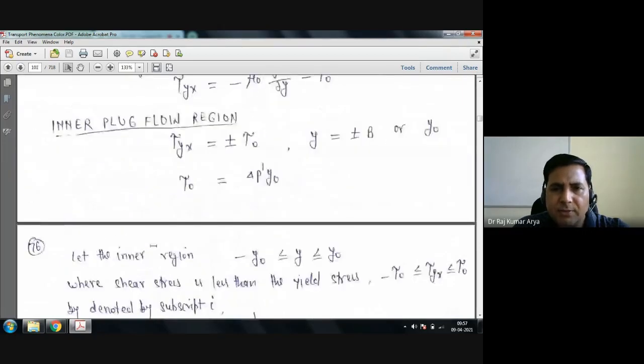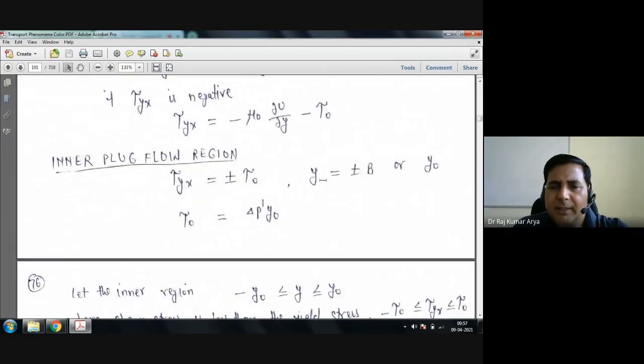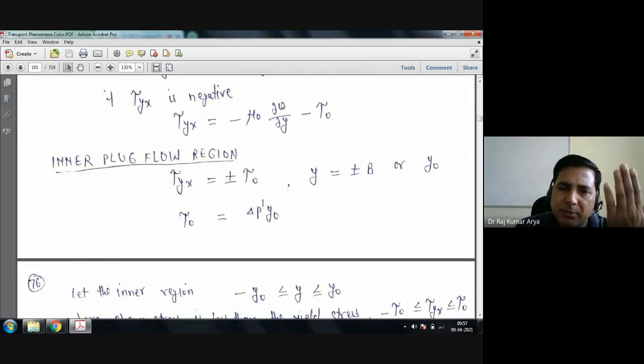So I explained here that these are the boundaries. So you are putting the inner plug. I will tell what the inner plug is. In the center part, this value would remain constant for a particular value of y, till these two magnitudes become the same. Therefore, tau_yx minus tau naught would be less than or equal to 0, as you keep on increasing y up to some particular value of y.